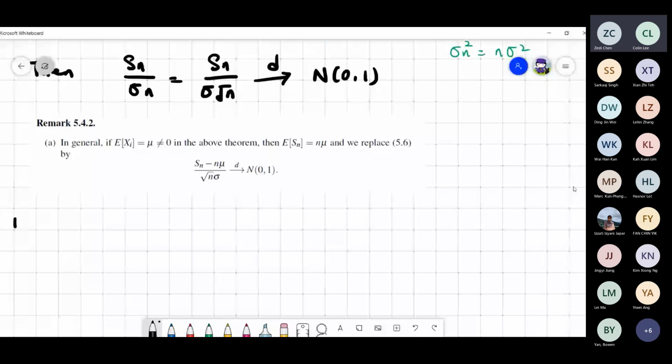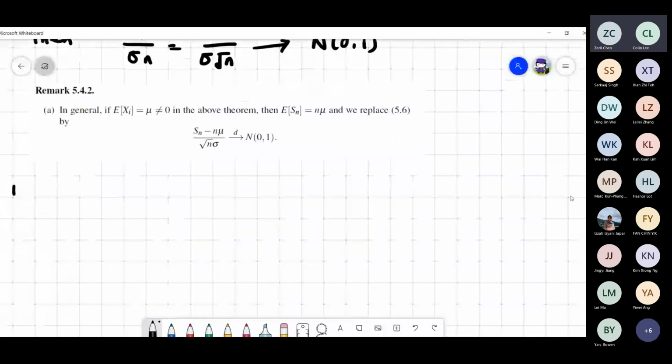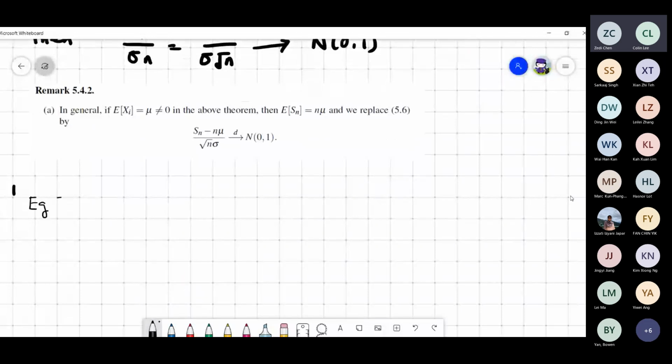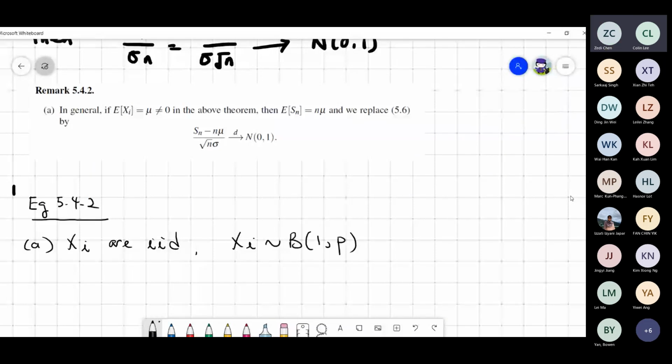Okay, let's carry on to our examples. First we have an example, the first example. We have A, B, C. Okay, A: we assume xi are IID, and also that all the xi follow the binomial distribution with n equals 1 and probability of success p. So IID is satisfied, then we can apply the central limit theorem.